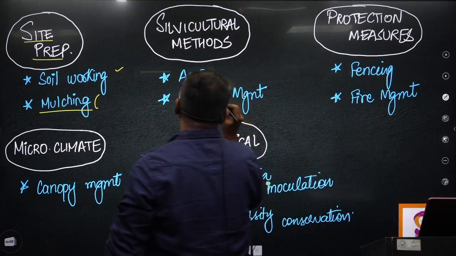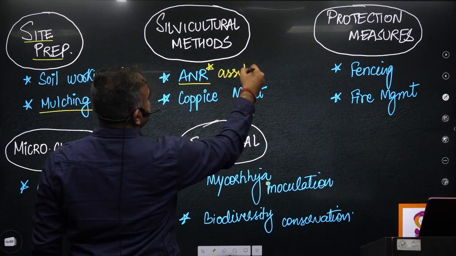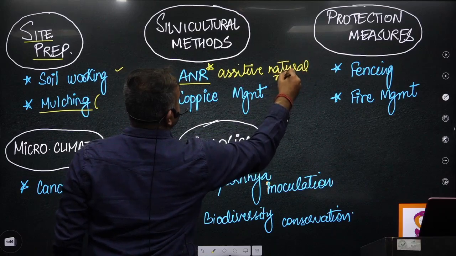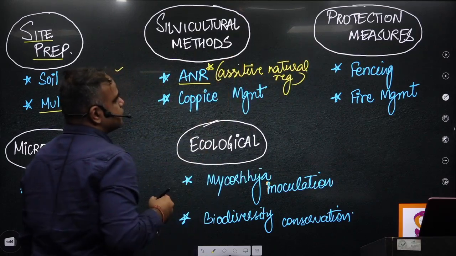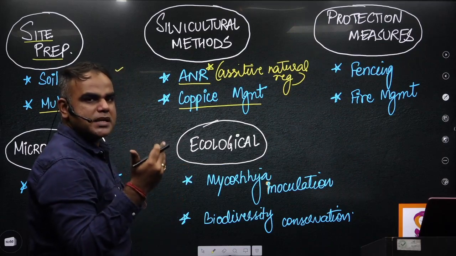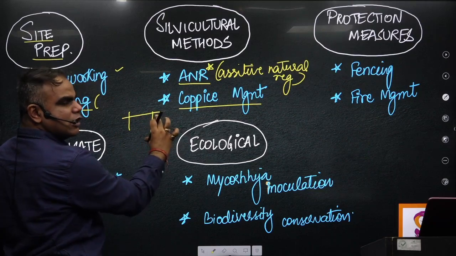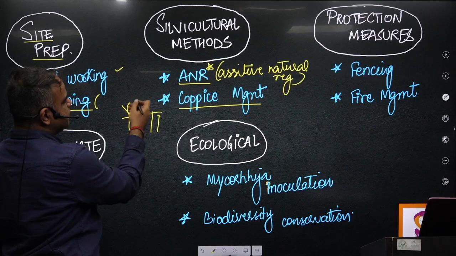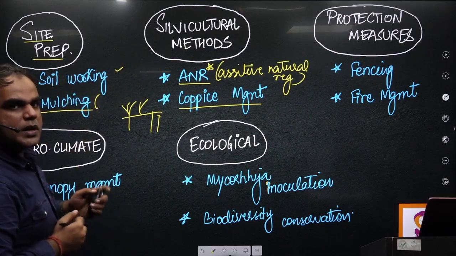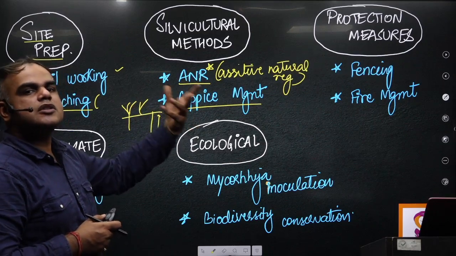Then there can be some silvicultural methods. Try to use this term in your answers as much as you can: assisted natural regeneration. This can also be helped through coppice management. You know what coppice is? When you cut the tree to stump height, from a very low height, and regeneration happens from the shoots. So in silviculture, we can go for assisted natural regeneration and better coppice management. This also can be a method.